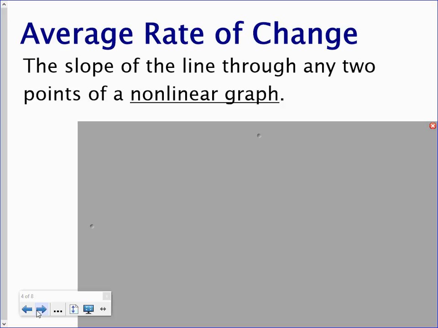Rate of change, slope, for linear functions is always the same. That's the definition of a linear function. You have a constant slope. We put the average rate of change here because we're talking about nonlinear functions. The slope is not constant any longer.